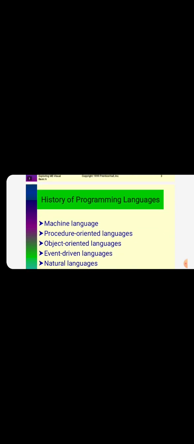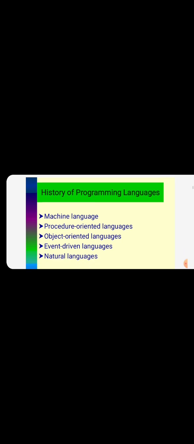What is meant by a programming language? A programming language is a formal language used to give instructions to the computers. That is, the instructions given to the computer make it work regularly. Then we discuss the history of the programming language.